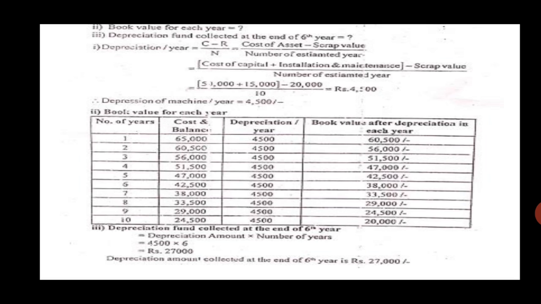Now the depreciation fund collected at the end of 6th year is, depreciation amount is 4,500 rupees into 6 years, so 27,000 rupees. So depreciation amount collected at the end of 6th year is rupees 27,000. So this is a very simple straight line method of depreciation.